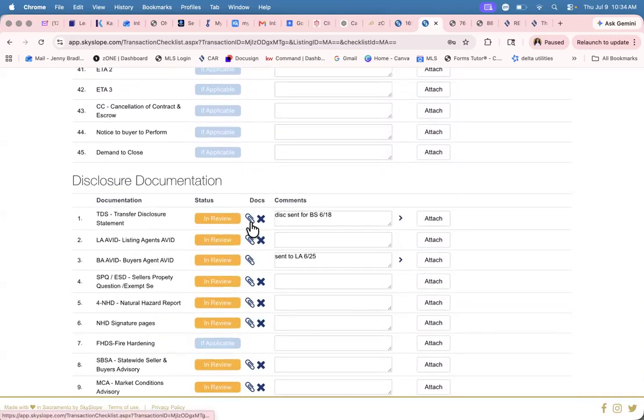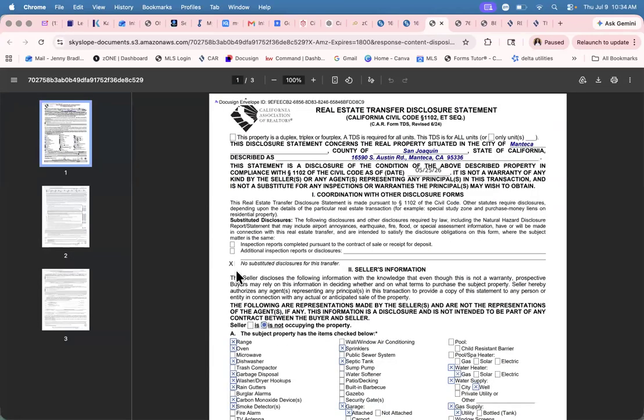Okay, we're gonna go over the seller disclosures, okay? So let me share the screen again. Okay. All right, can you guys see it? It says real estate transfer disclosure statement. Yes, we see it. Okay, perfect. So this is what the seller has to sign. Okay, the seller has to fill this out. You cannot fill this out. Okay, this is if you're representing a seller.